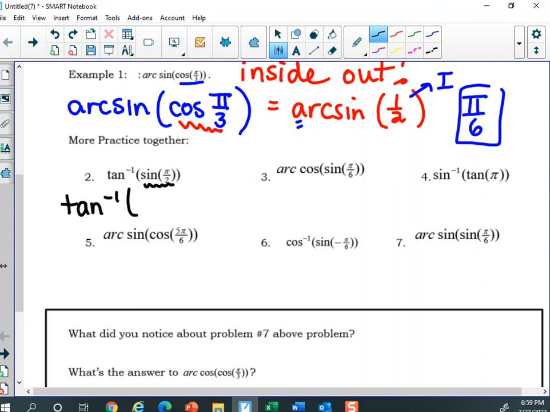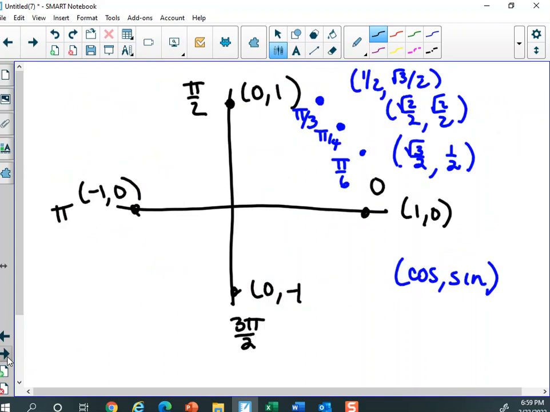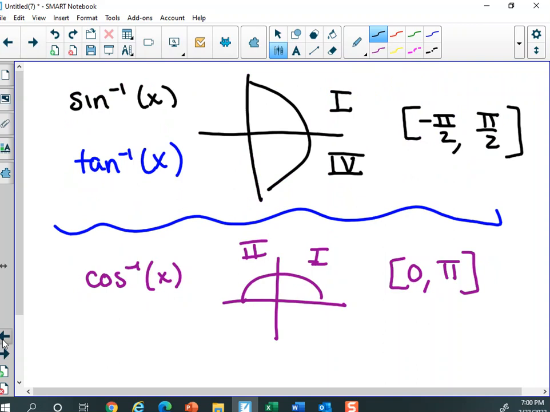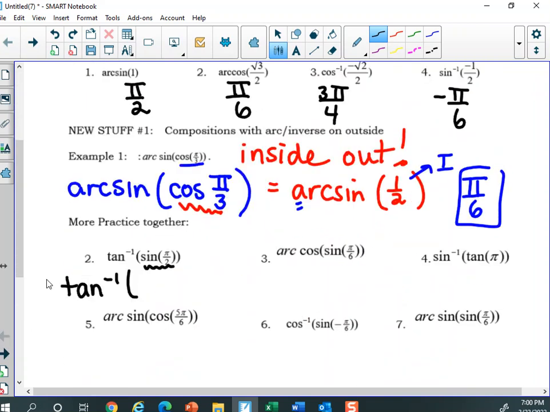Number 2, inverse tangent of the sine of pi over 2. Remember, at any point, you can pause and take your time. Pi over 2. The sine of pi over 2 is 1. Another way I do things like that is a lot of times I use my picture of my graph in my head. Inverse tangent of 1. Pi over 4.